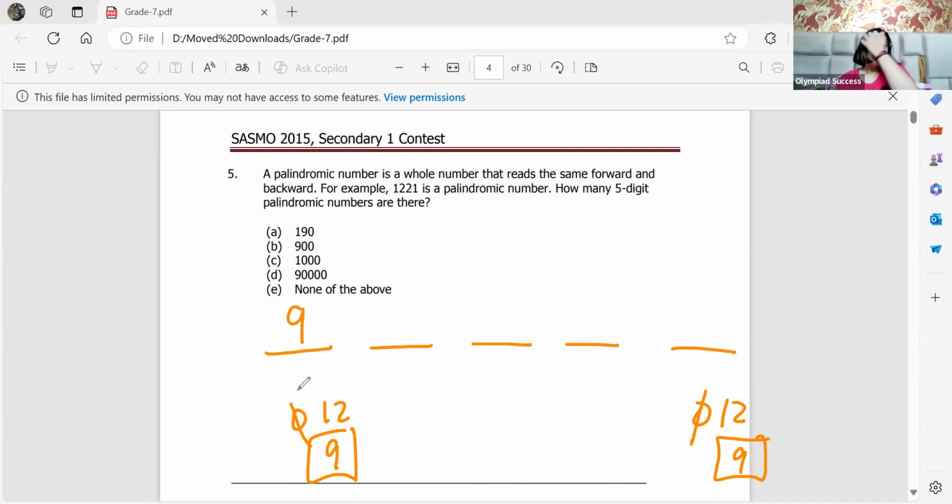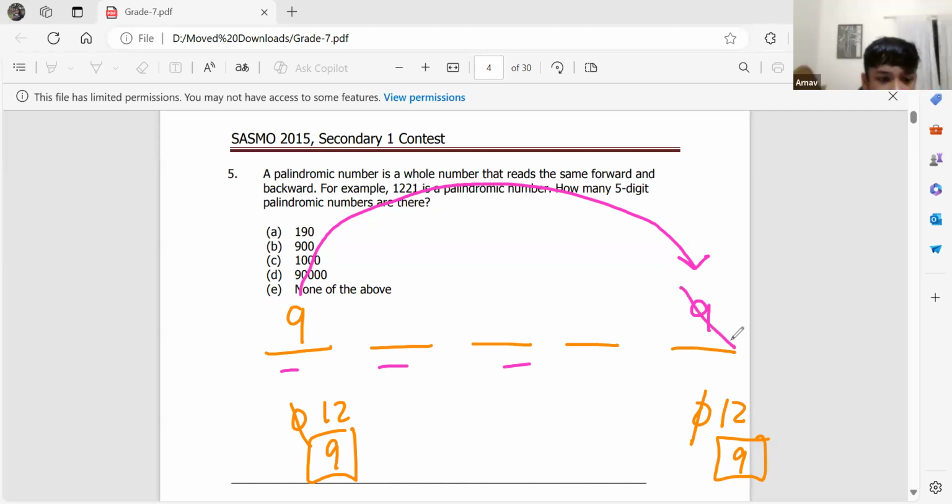Now look, one thing, Arnav. Since you are mapping the first with the last, you have to just consider till here. 1, 2, and 3. You will not multiply these two things. Here also the same nine possibilities, but we will not count it.